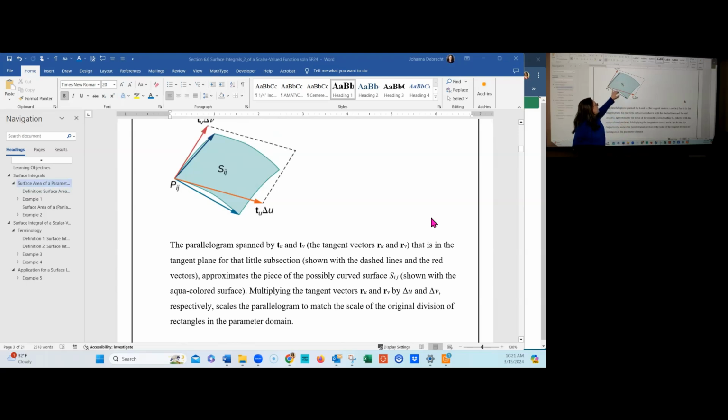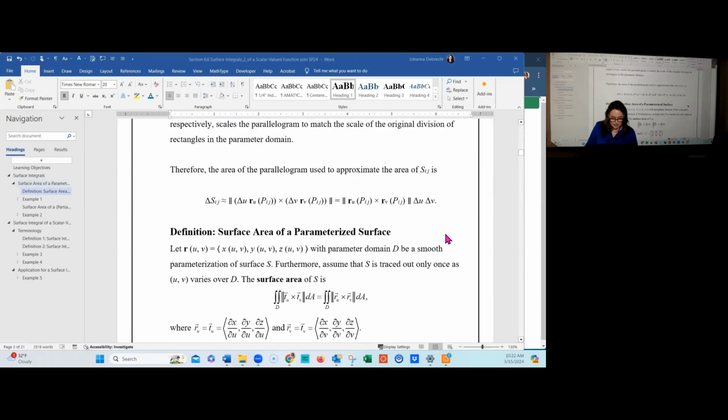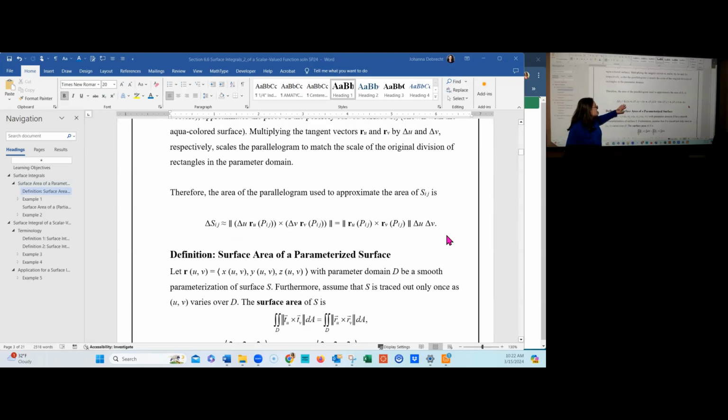Now, the curved surface, of course, is the one pictured here in teal. It's not flat, but the orange vectors and the dashed lines are on the tangent plane, and that is flat because the plane is, well, a plane. So it is flat, and I can find the area of that parallelogram by taking delta u times the partial of r with respect to u at some point in that subsection, p sub ij, crossing it with delta v times the partial of r with respect to v at the same point, p sub ij, in that subsection. When I take their cross products and find the magnitude, that gives me the area of the parallelogram.